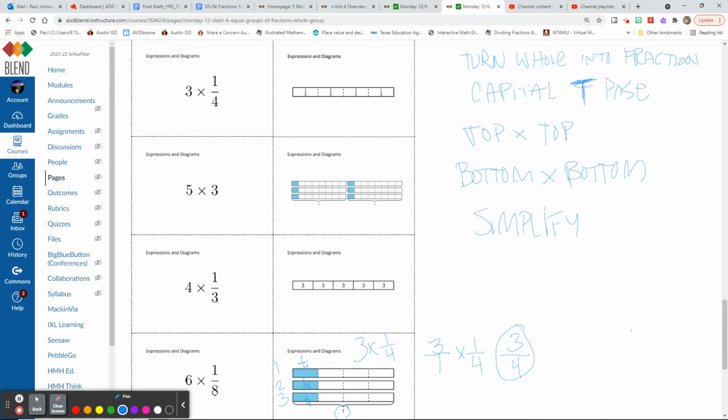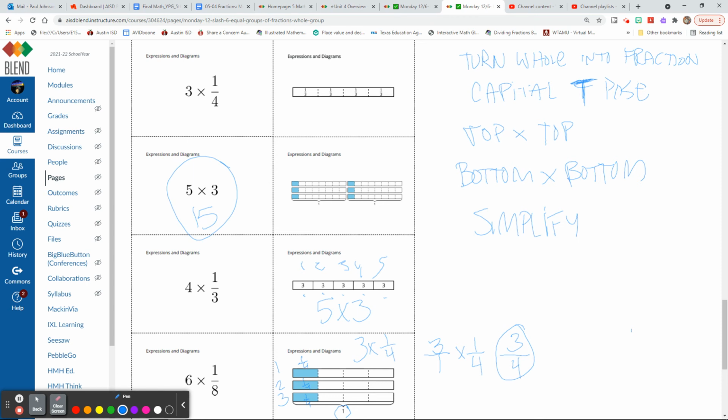All right, the second one, 5 times 3. We have 1, 2, 3, 4, 5 groups of 3. 5 times 3 is 15. What a brain buster. All right, so this one was 5 times 3. There's 1, 2, 3, 4, 5 groups of 3. All right, the next one is 4 times 1/3.